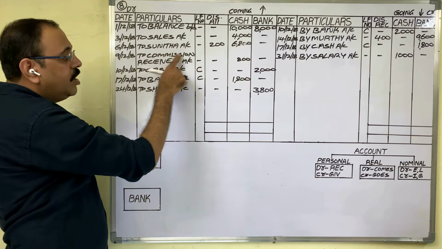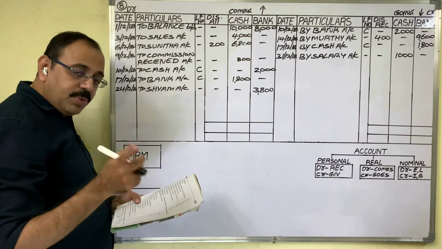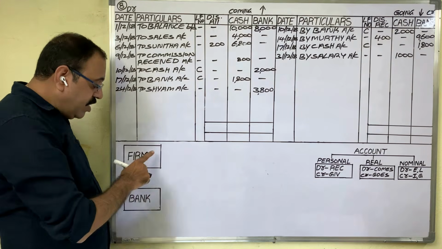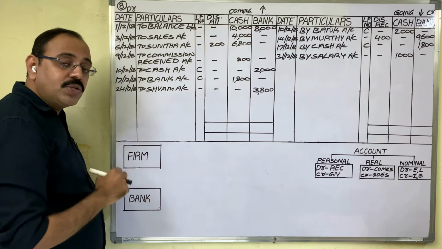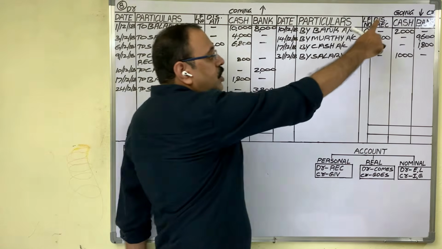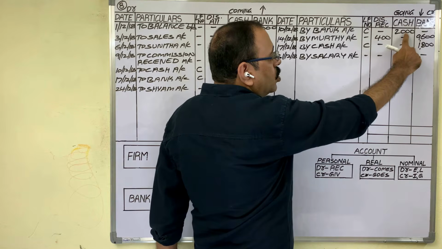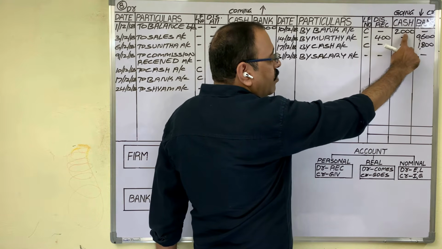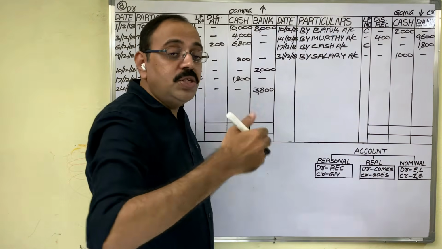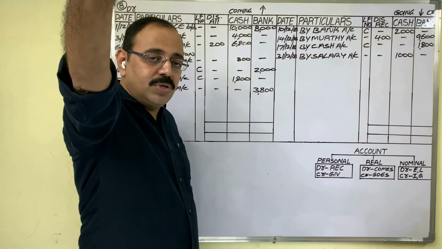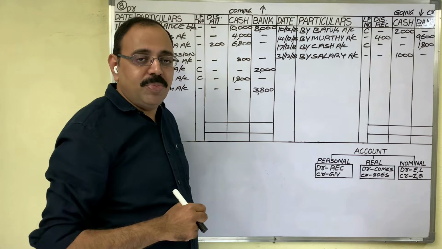Here, that income name, commission received account. Cash deposited into bank. From the firm, cash is going into the bank. So in which side, cash column? When cash is going, credit side cash column it appears, no? 2,000 rupees cash is going from the firm. Similarly, we are depositing this 2,000 in our bank account. So bank balance is increasing by 2,000 rupees.